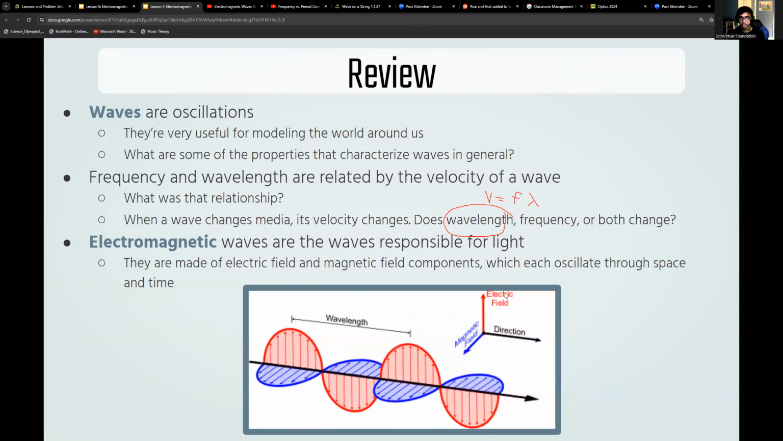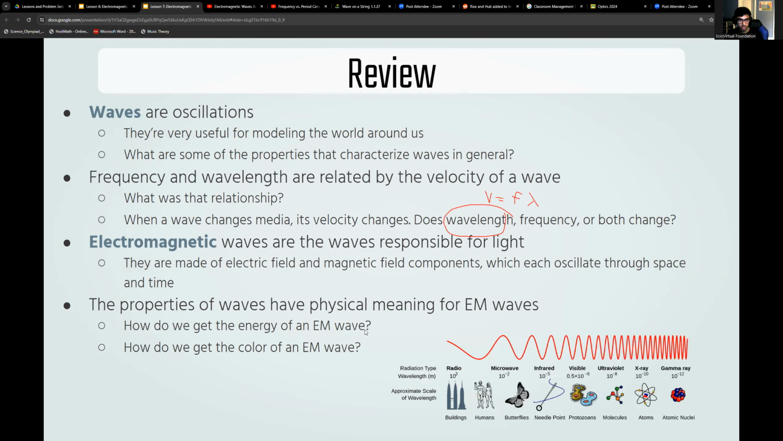Electromagnetic waves are the waves responsible for light specifically, and they have electric and magnetic field components that are perpendicular to each other and oscillate through space and time. And they travel in the direction that's perpendicular to both the electric and magnetic field components. And those properties of EM waves have physical meaning.